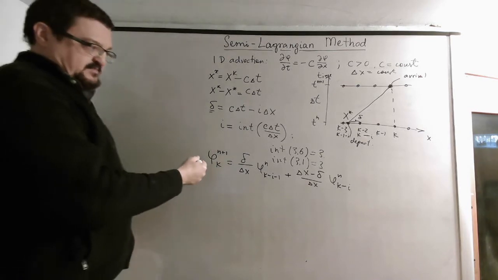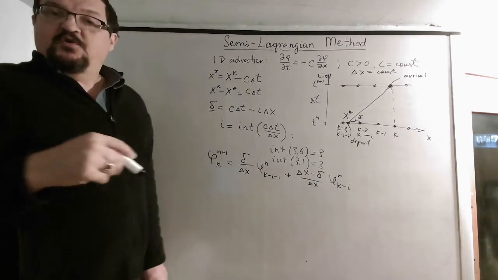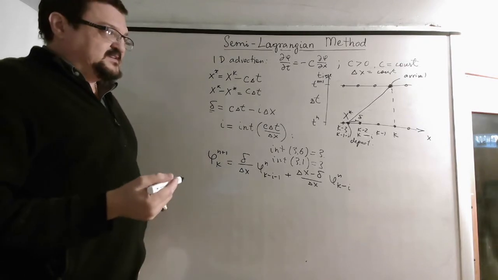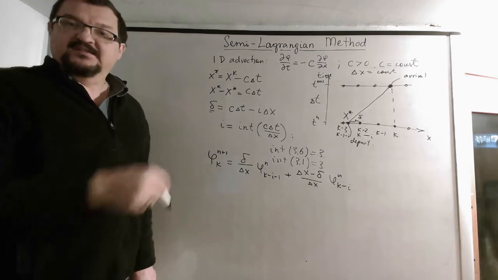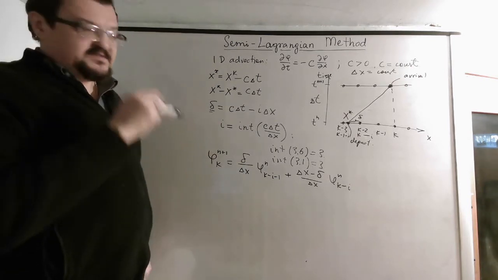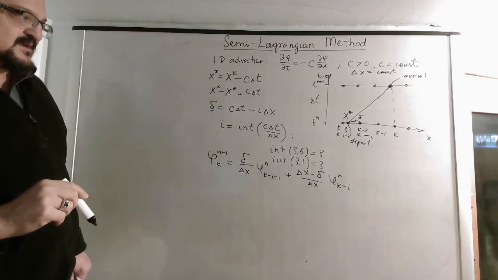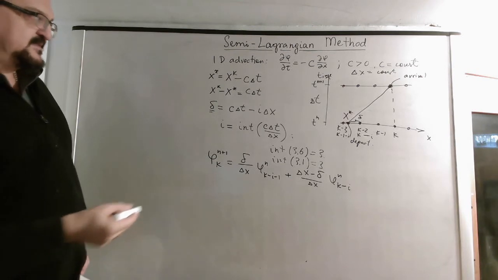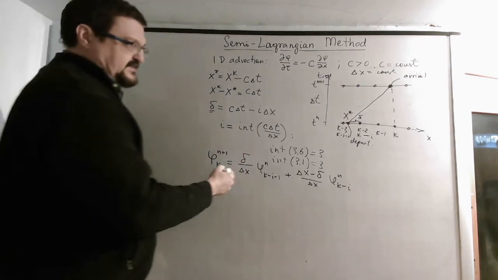So that's basically the scheme. Because you always interpolate, the scheme is going to be stable. Remember that instability actually arises when you extrapolate values. When you interpolate, it's usually a stable scheme. You can substitute delta in here and get the full scheme. So this is the semi-Lagrangian scheme for this problem.